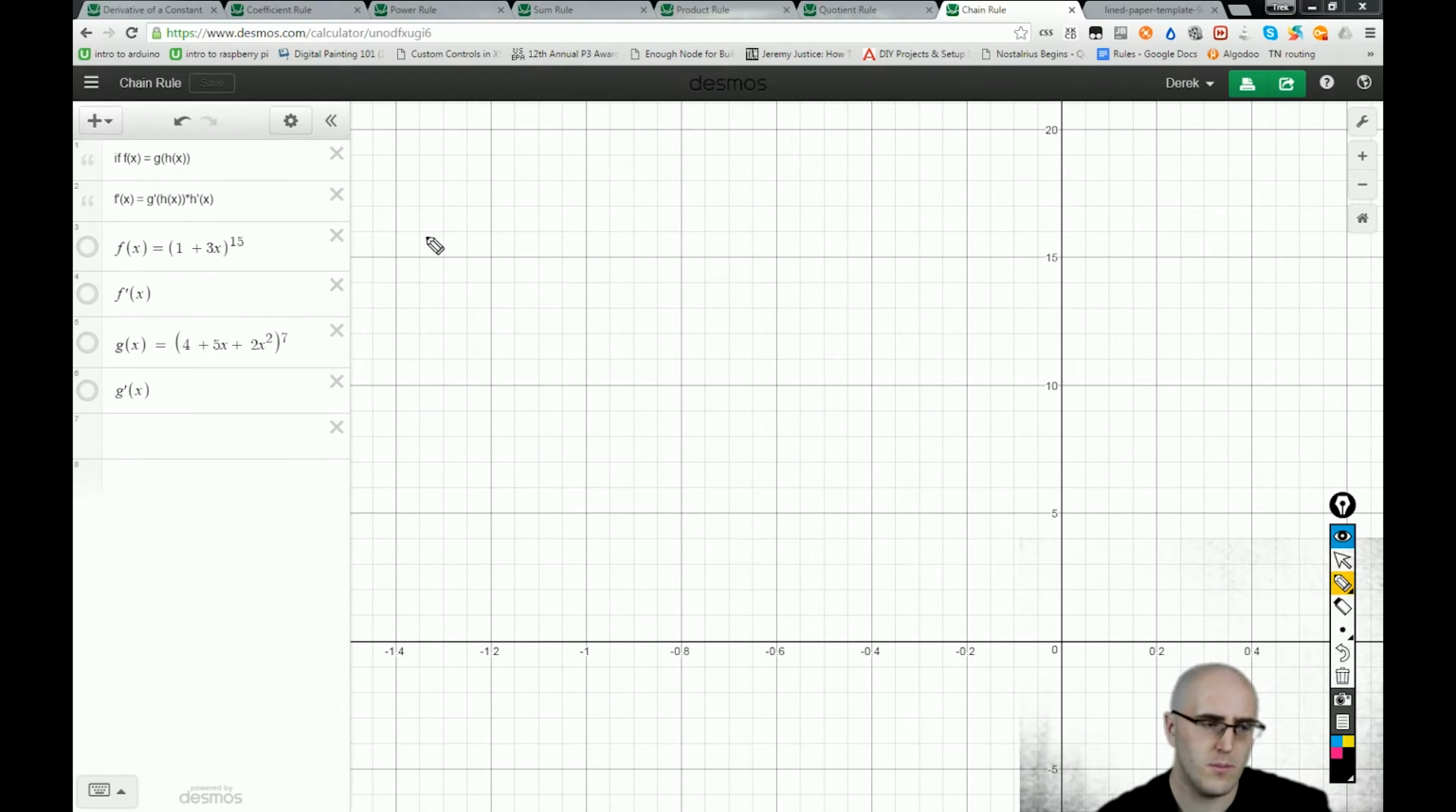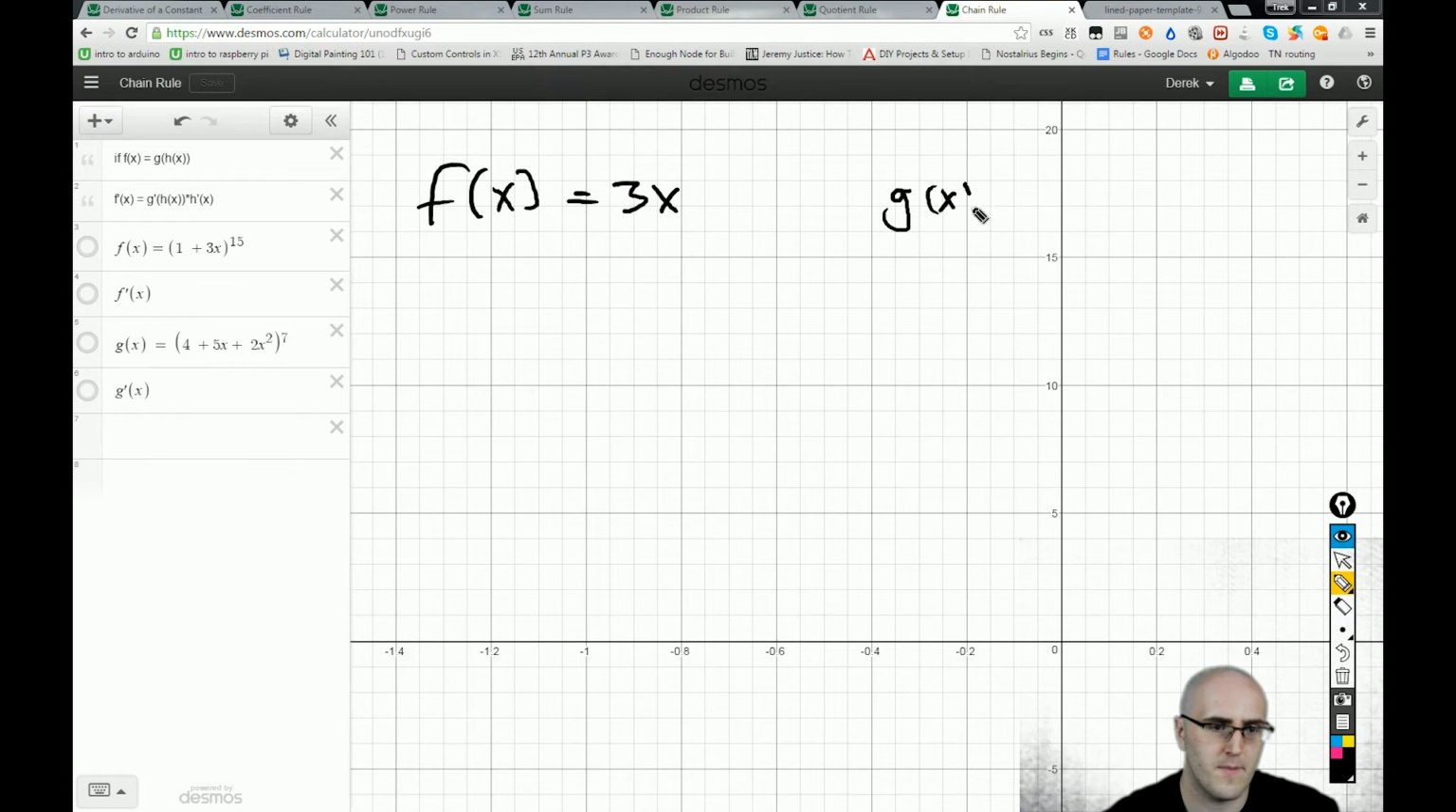But also, before we go on to this next example, I want to just illustrate that this is actually what we've been doing for most of this. For example, f of x is equal to 3x. We can say that g of x is equal to 3x, and h of x is equal to x. And we're plugging in h of x into g of x to get 3x again.